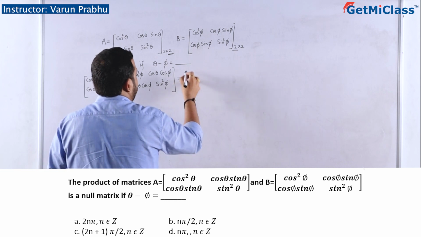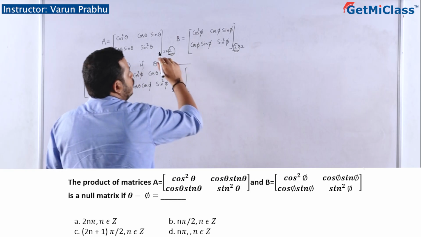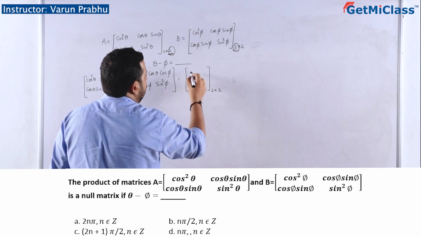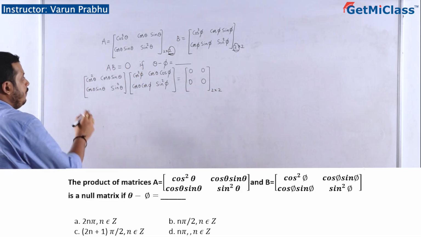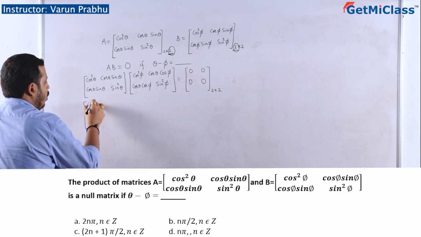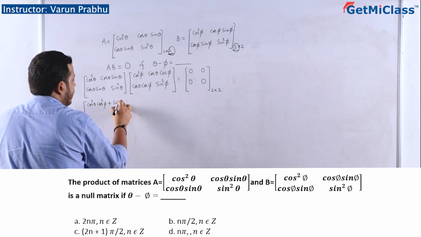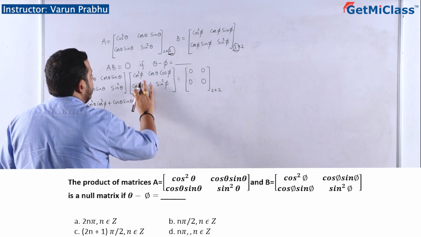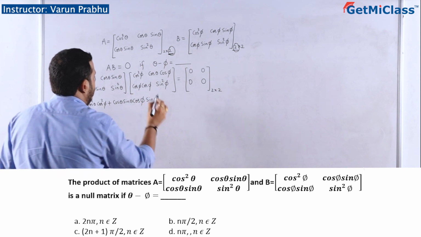That should be equal to, see now this part and this part matches, right? So the answer should have the resultant order, which is 2 cross 2. So this should be 0 0 0 0, the null matrix. So we will multiply. How to multiply? First row multiplied by the first column. So I can write cos squared theta cos squared phi plus cos theta sin theta into cos phi sin phi.